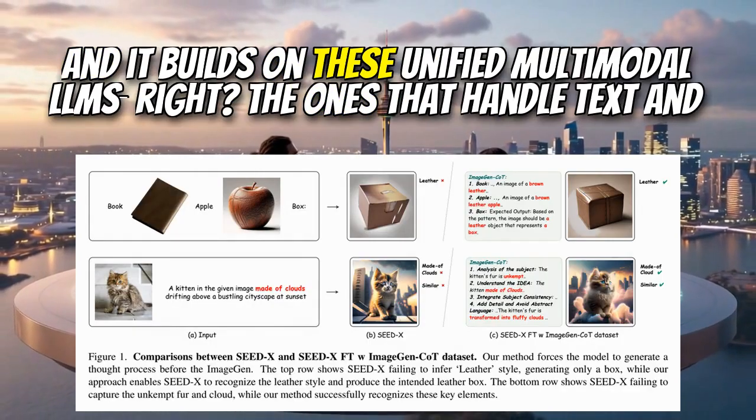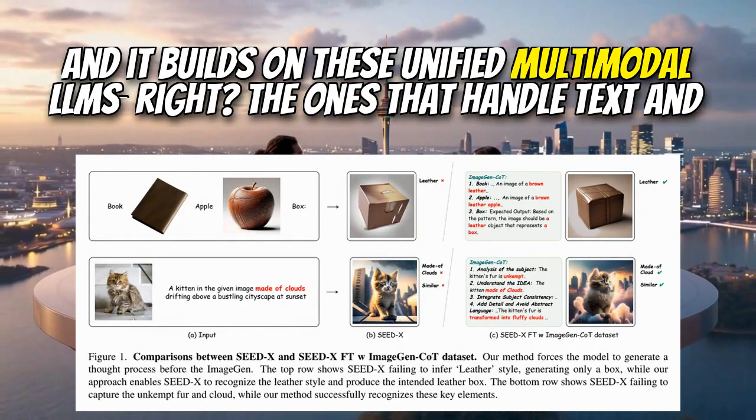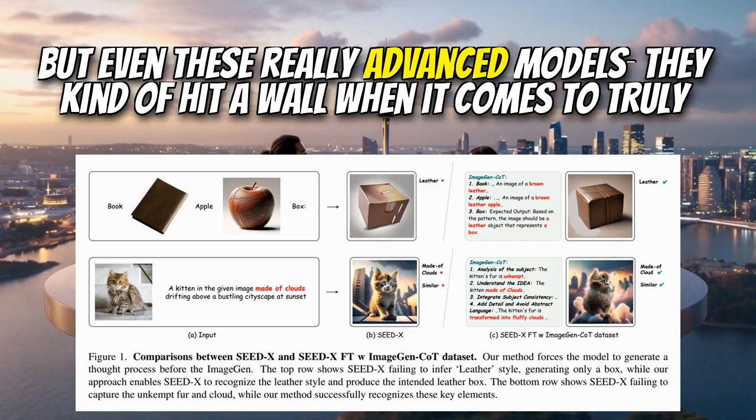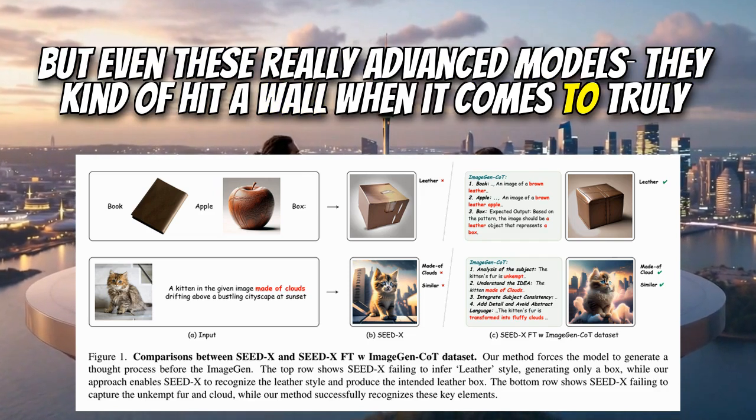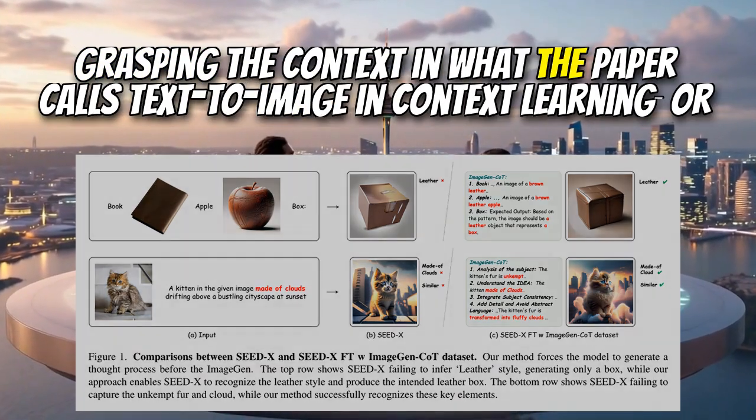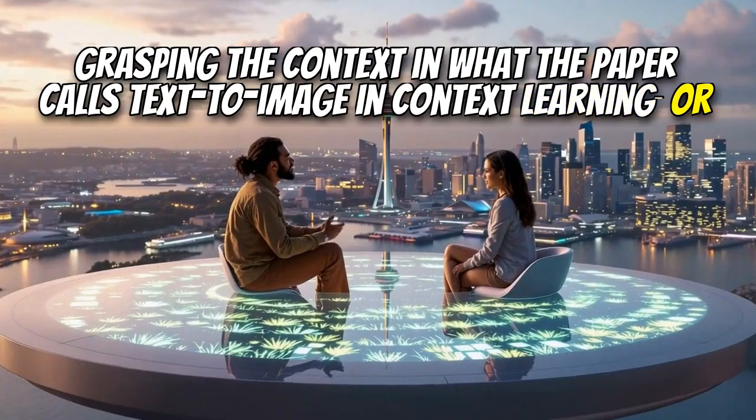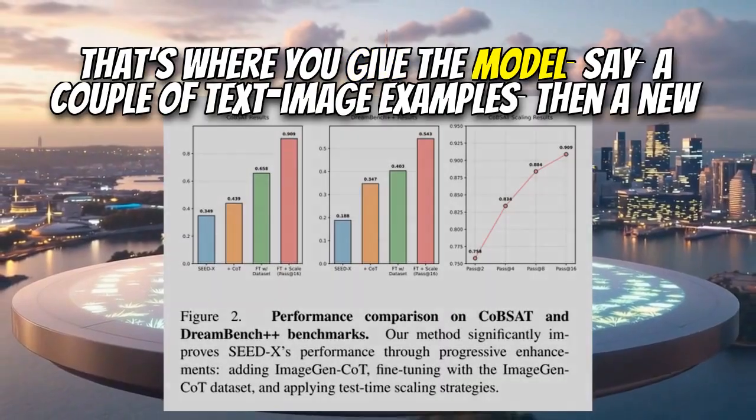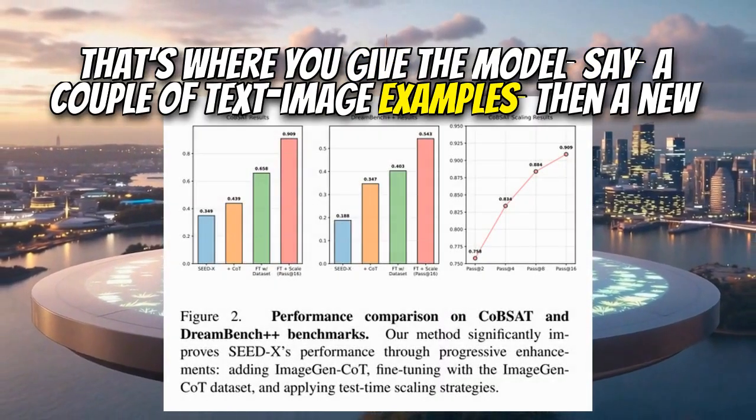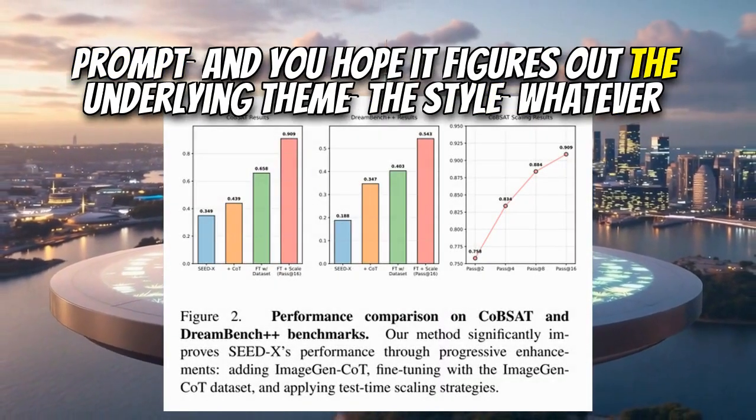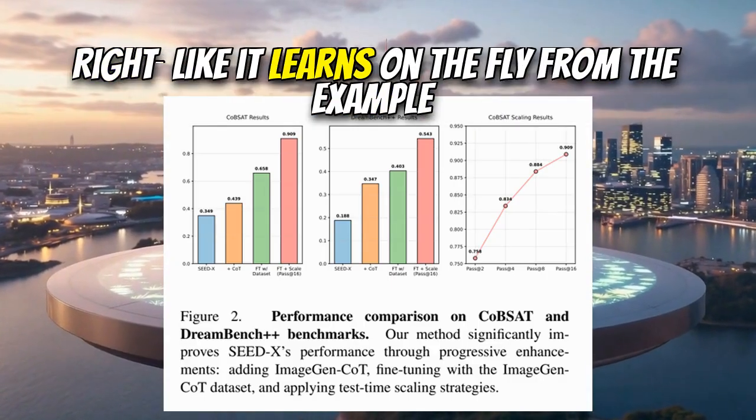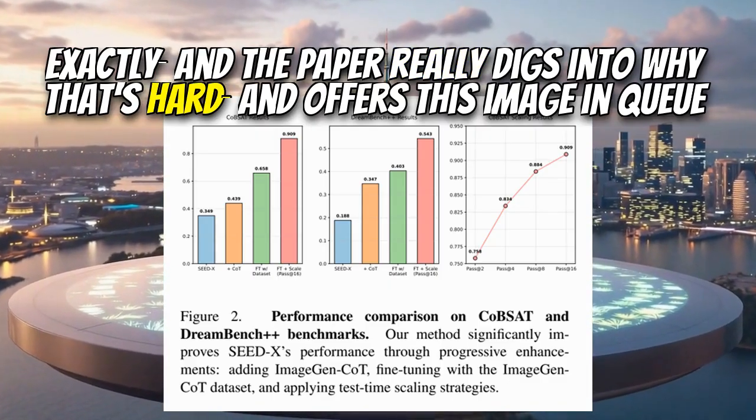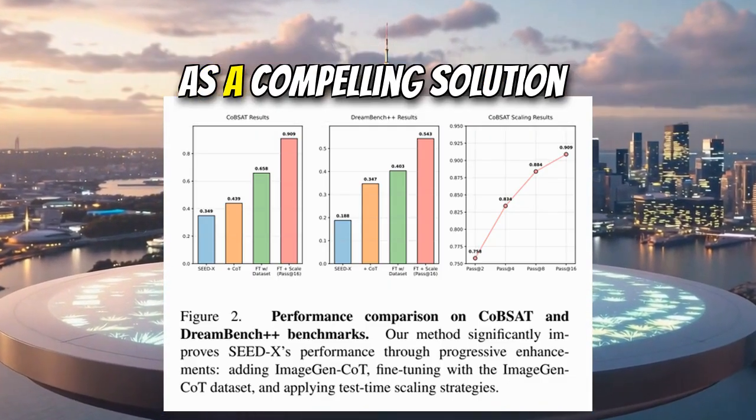Sounds good. And it builds on these unified multimodal LLMs, right? The ones that handle text and images together. But even these really advanced models, they kind of hit a wall when it comes to truly grasping the context in what the paper calls text-to-image in context learning, or T2I-ICL. T2I-ICL. Okay. Yeah. That's where you give the model, say, a couple of text-image examples, then a new prompt, and you hope it figures out the underlying theme, the style, whatever. Right, like it learns on the fly from the example. Exactly. And the paper really digs into why that's hard and offers ImageGen-CoT as a compelling solution.